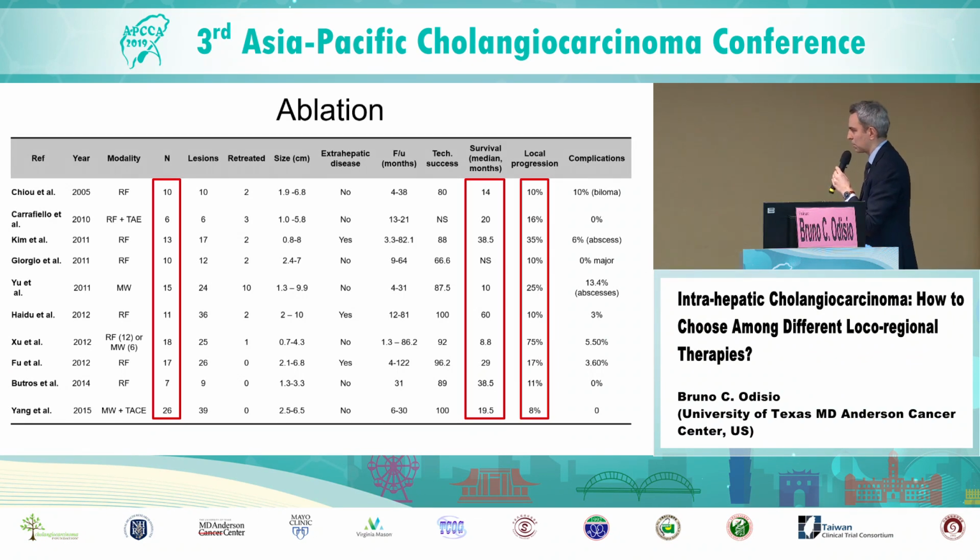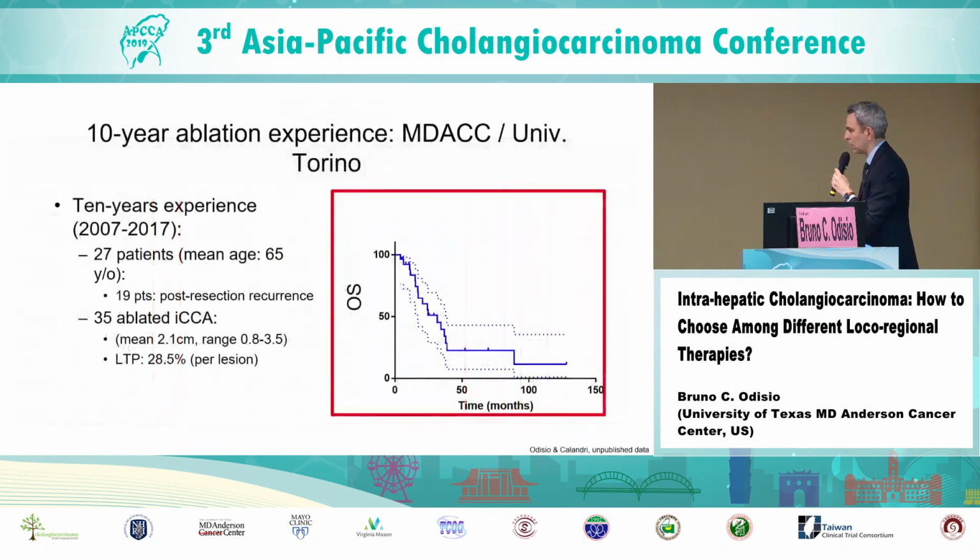And local tumor progression, for instance, if we compare to colorectal, which is the historical analysis, shows that local progression at the ablated lesions is about 25%. We are getting very similar results with cholangiocarcinoma, but we have to learn more about how to take care of those patients. So this is a combined analysis of our institution with the University of Turin in Italy. 27 patients, 19 patients had post-resection recurrence, and we ablated 35 intrahepatic cholangiocarcinomas in those patients. Local tumor progression of the ablated lesions was about 28.5%. So it's still high.